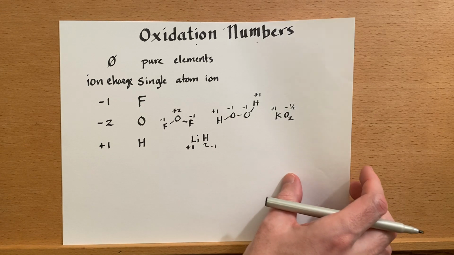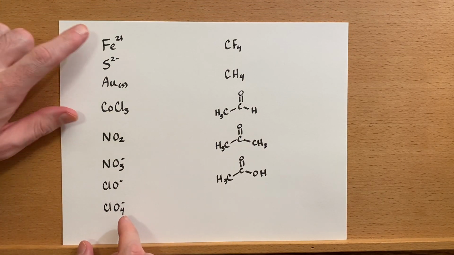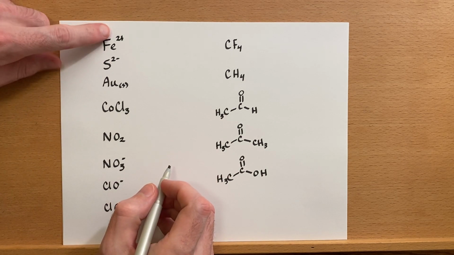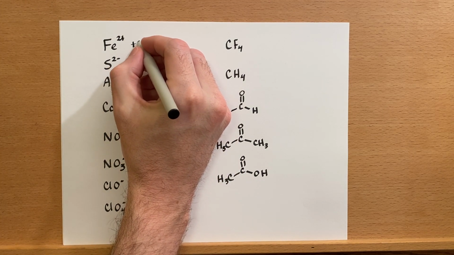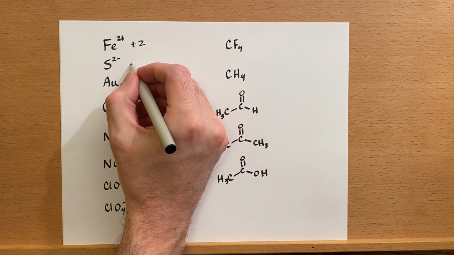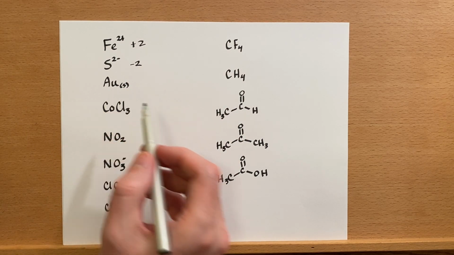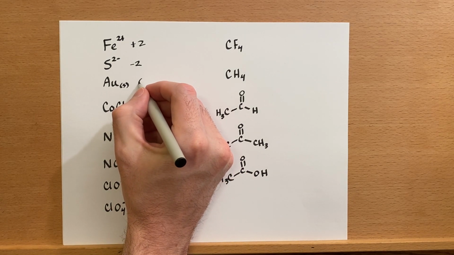So let's use some examples to put that rule into practice. Up here we have an iron 2+, and so the oxidation number is simply the charge of the ion. So this is +2. And sulfide, 2 negative, so the oxidation number of that is -2. And then here we have gold solid, that's only gold, and since it's a pure element, it will have an oxidation number of 0.